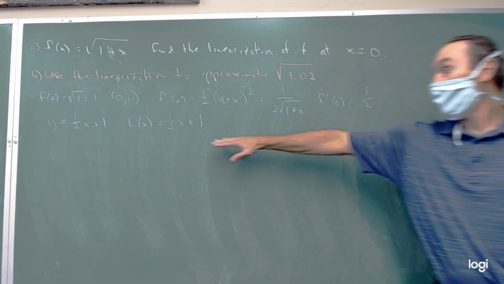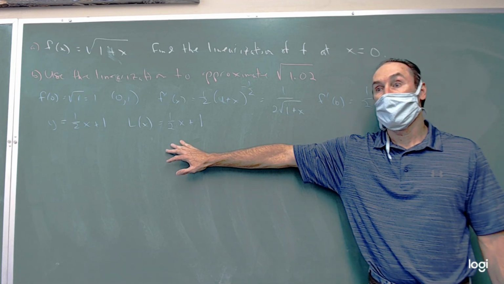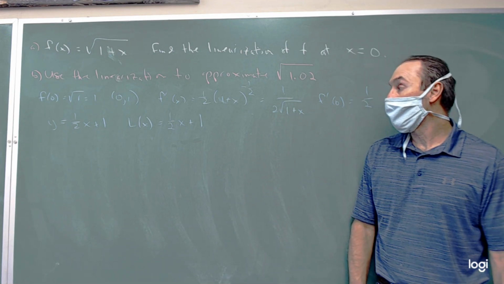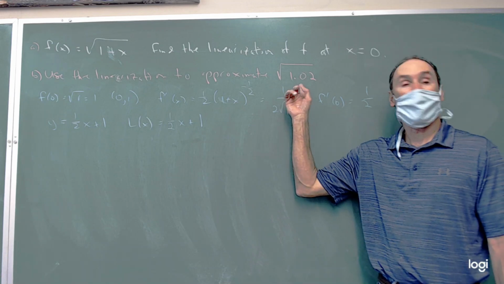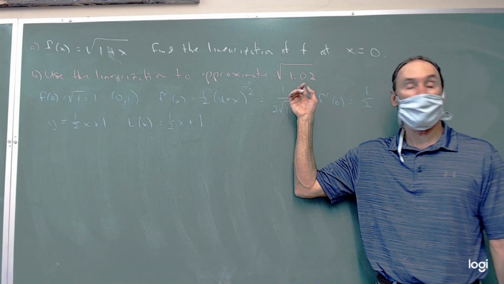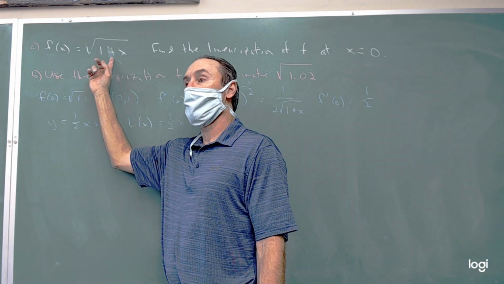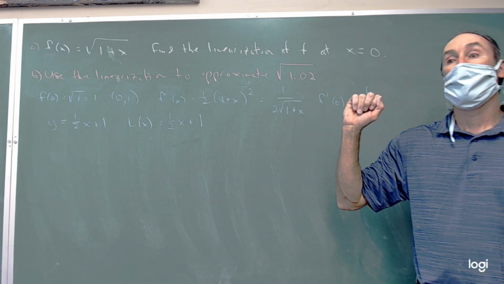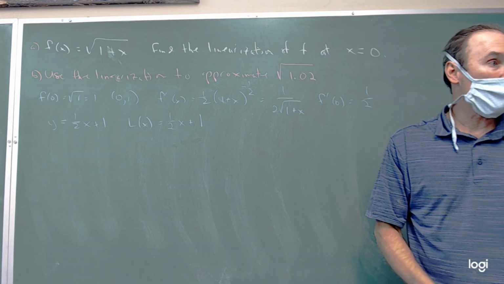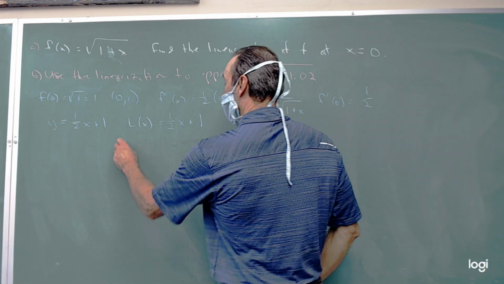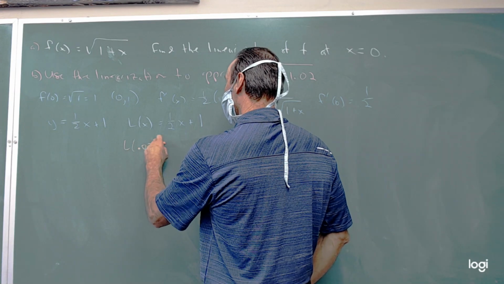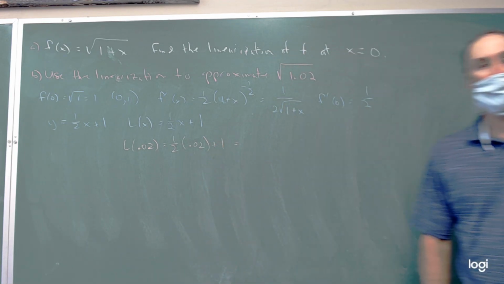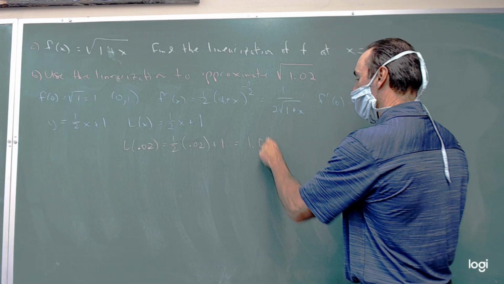We agree on the tangent line? Yep. 1/2 x plus 1? Nice. Now, here you have to be a little bit careful about what exactly is the role of x here. If we want to use our tangent line to approximate the square root of 1.02, remember, this was our original function. What are we going to plug in for x? Yeah, 0.02, not the 1.02. So we're finding L of 0.02, and in this carefully constructed problem, that works out fairly nicely to be just 1.01.